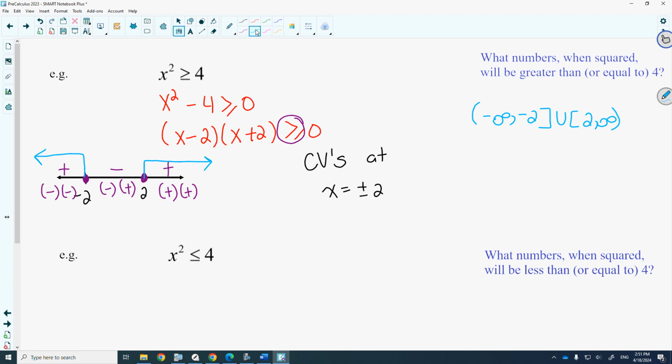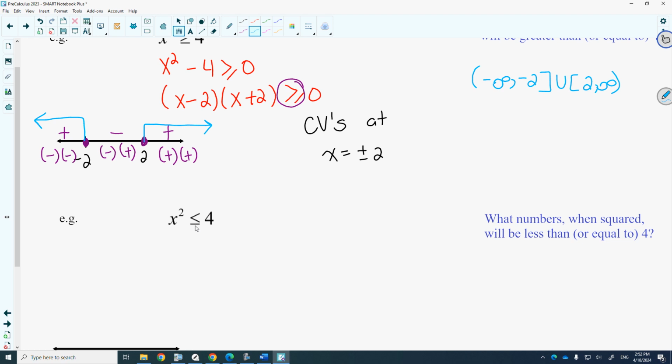Pick a number to check. So pick 3. 3 squared is 9. 9 is greater than 4. Pick negative 3. Negative 3 squared is 9. 9 is bigger than 4. No number within here will work. Pick 0. 0 squared is 0. 0 is not greater than 4. Okay, this one, same thing.